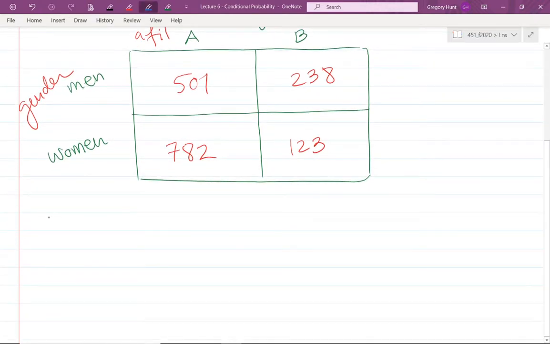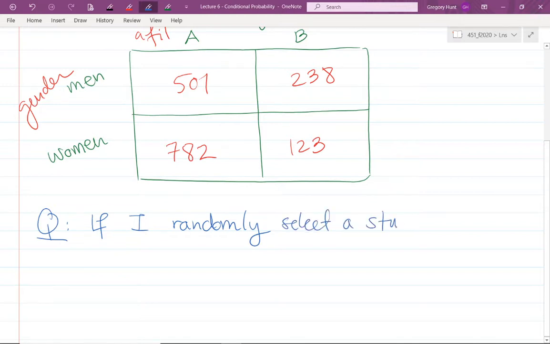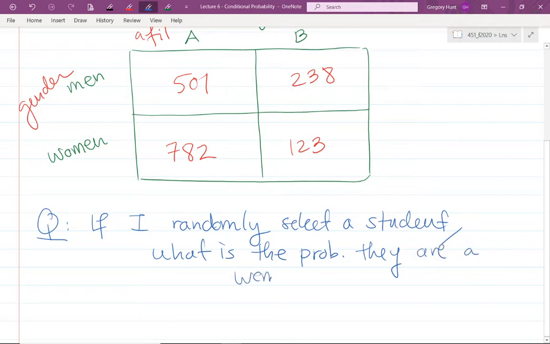And a question I might want to ask, which is going to be the focus of this lecture, is if I randomly select a student, what is the probability... Well, let's start with a simple question. Let's first ask, if I randomly select a student, what's the probability they are a woman? That's a simple question. Not quite a conditional probability question, but a question we can answer with the table.